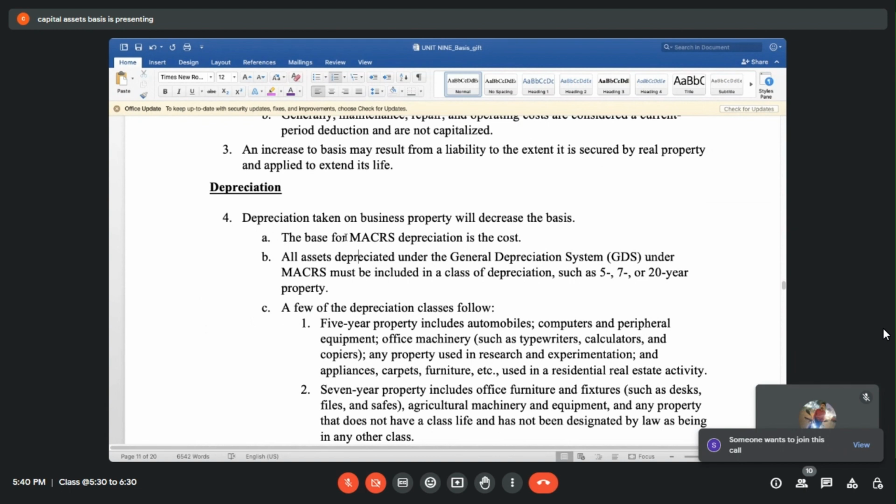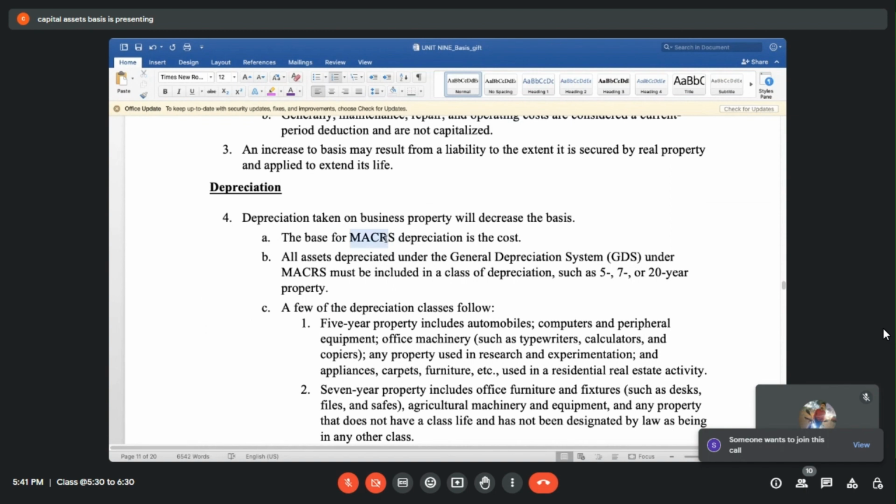This is called MACRS depreciation. This is a very common term that you will see. MACRS, which is the Modified Accelerated Cost Recovery System. We'll look into it. What does that mean? The name itself says it's a modified, accelerated way of depreciation.